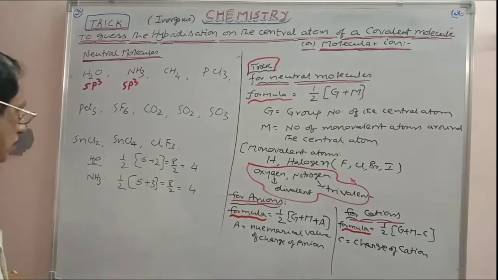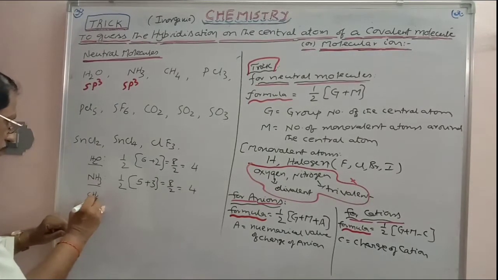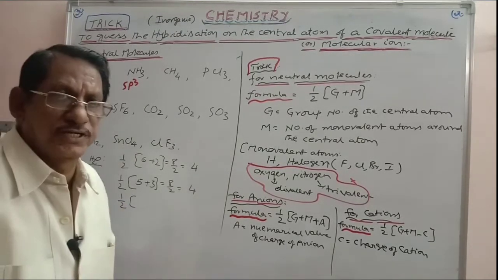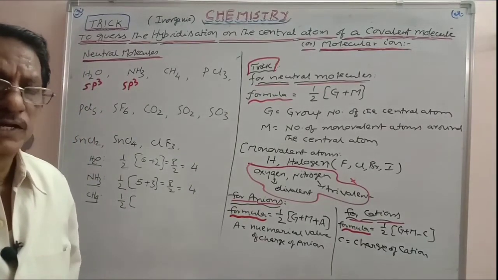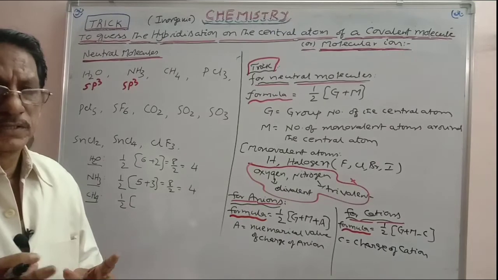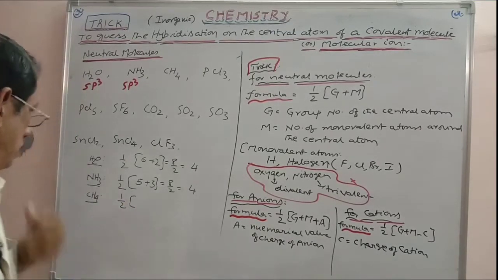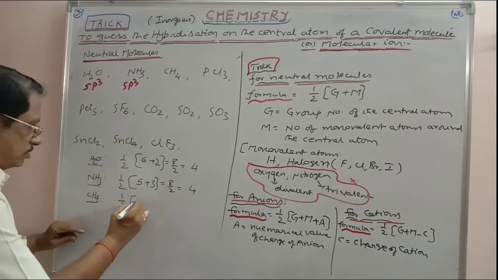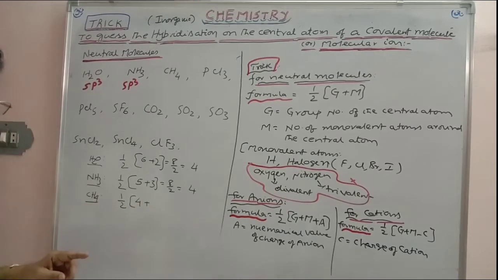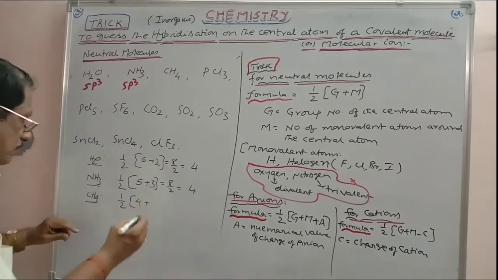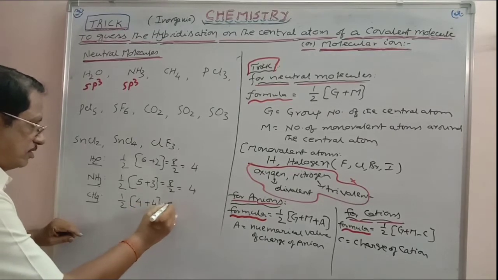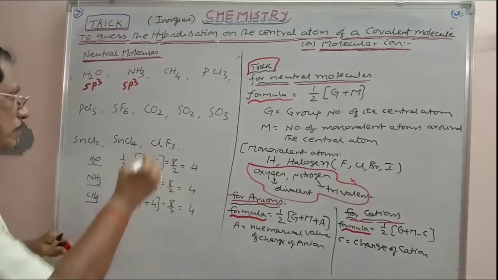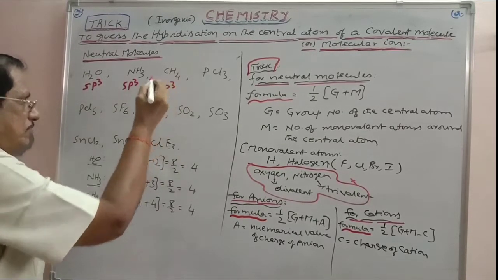Similarly, you can take methane. Half into, the central atom is carbon. Surrounding atoms are hydrogens; there are 4 hydrogens. The central atom will always be only 1 atom. You have to take only 1 central atom, then only can the hybridization be guessed easily. So here, half into CH4: carbon group number 4. How many surrounding atoms are there? 4 hydrogens. Every hydrogen is monovalent, so the number of monovalent atoms is equal to 4. 4 plus 4, 8 by 2 is once again 4. That means what is the hybridization? Once again, this is sp3 hybridization.